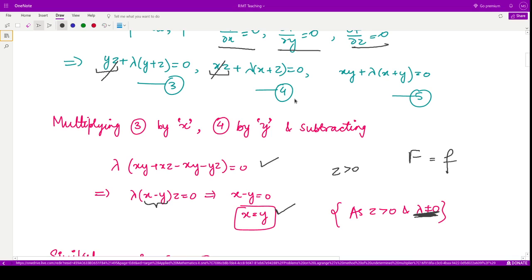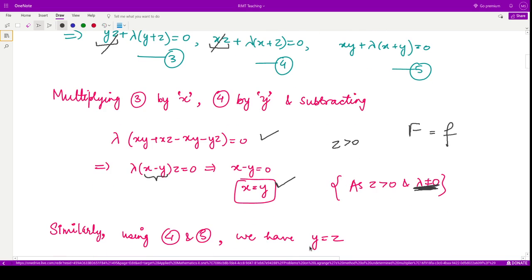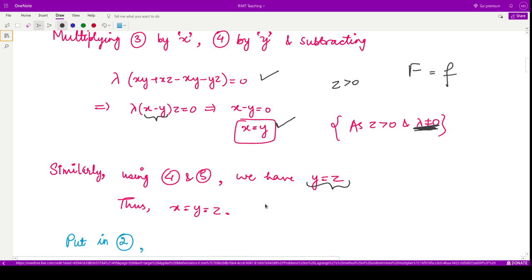Similarly, when you solve equations 4 and 5, that means you multiply equation 4 by y and you multiply equation 5 by z, and then you subtract these two, you will have y is equal to z. So this is the second relation. So you have x is equal to y and y is equal to z. That means all three, they are equal. So x is equal to y is equal to z. So this is the condition that we obtained using equations 3, 4 and 5.